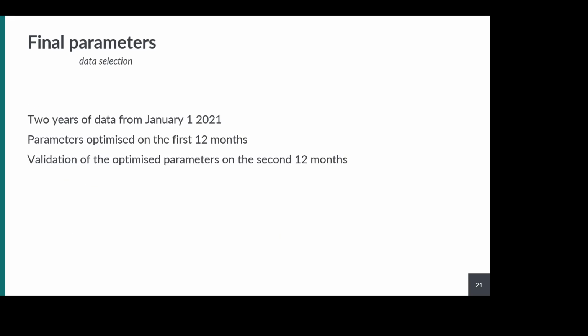The last thing that we need is the data. We have chosen to use 2 years worth of data from January 1st, 2021, which carries through to January 1st, 2023. The parameters are optimized on the first 12 months, and the validation of those parameters is given on the second 12 months.